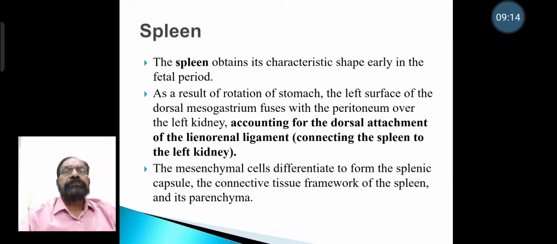Spleen. Spleen obtains its characteristic shape early in the fetal period as a result of rotation of the stomach. Left surface of the dorsal mesogastrium fuses with the peritoneum over the left kidney, accounting for the dorsal attachment of the lienorenal ligament connecting spleen to the left kidney. The mesenchymal cells differentiate to form splenic capsule, the connective tissue framework of the spleen and its parenchyma.